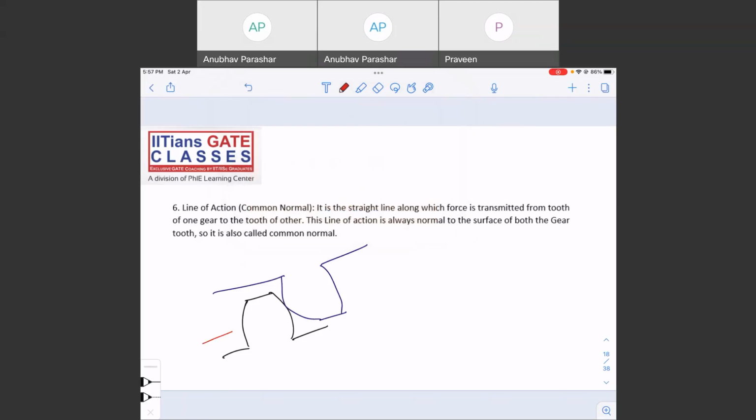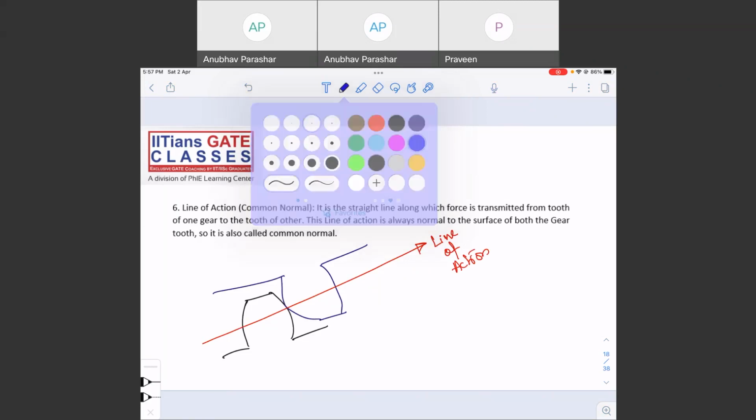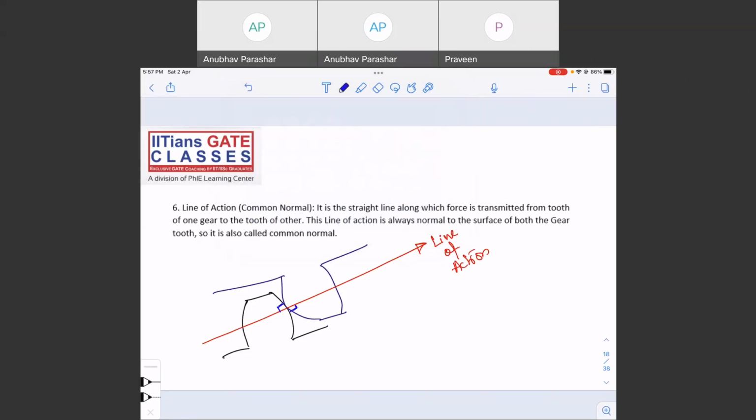The line along which power is being transferred is known as the line of action. Always remember that the line of action will always be perpendicular to the surface of the two gears.